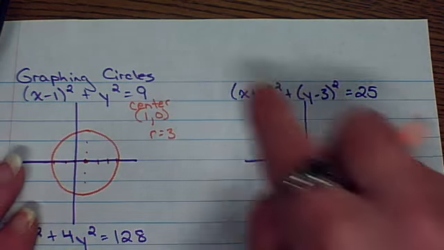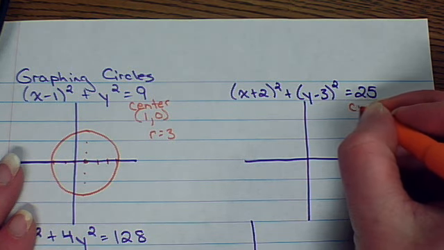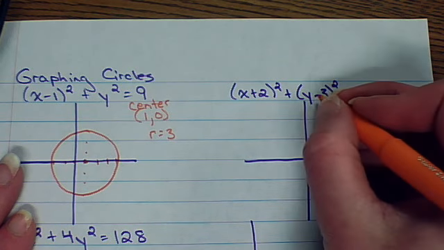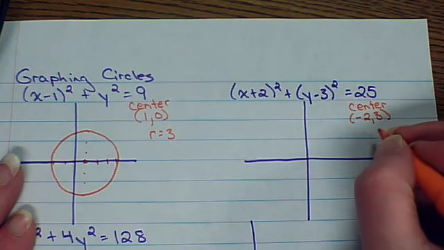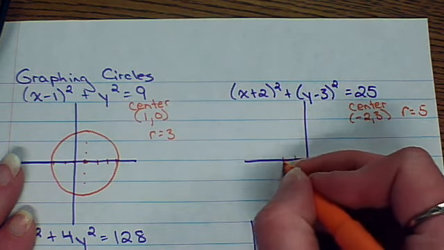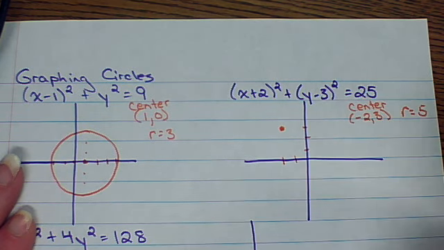Next one, x minus my h value, but that's a plus 2. So that means that my center actually had to have been at −2 and a positive 3. Radius, square root of the other side, so that had to be a 5.